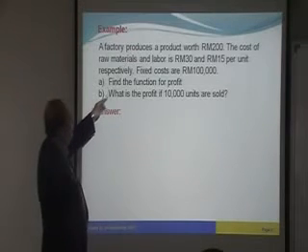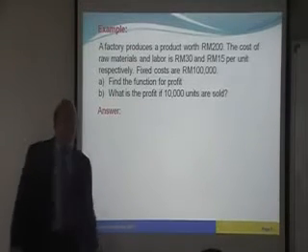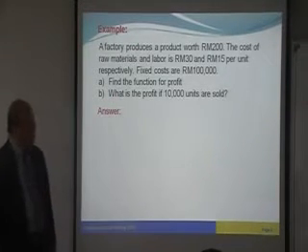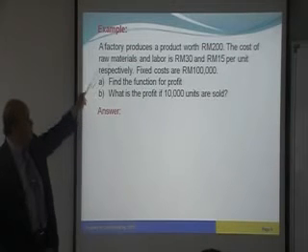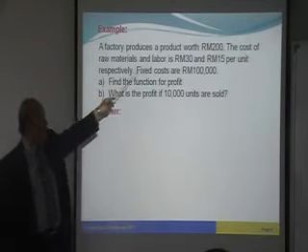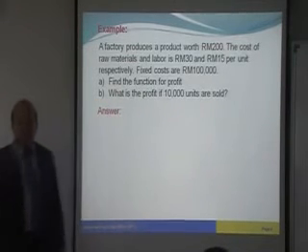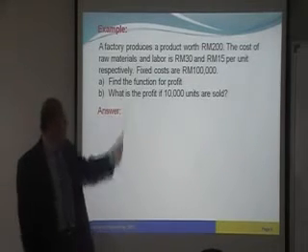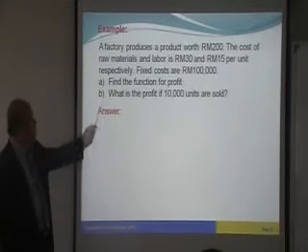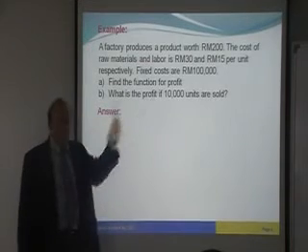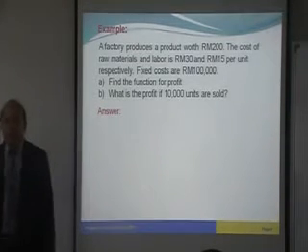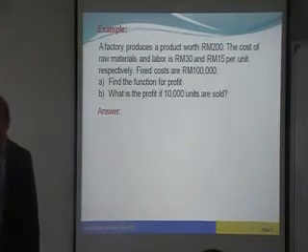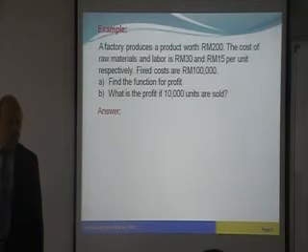The cost of raw material and labor is 30 ringgit and 15 ringgit respectively per unit. So that means the raw material is 30, the labor cost is 15, the cost price per unit. Fixed cost is 100,000. So you are asked to find the function for profit. The word function means what? Function means equation. Do you understand?